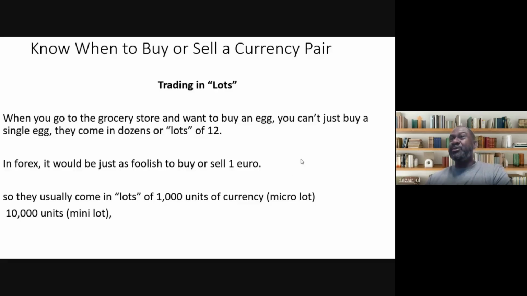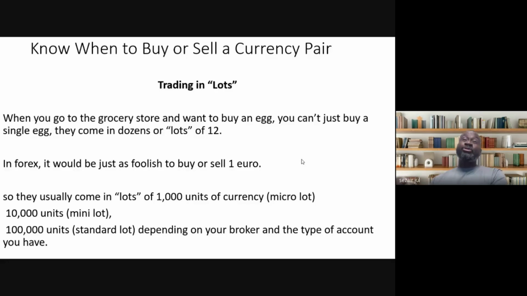And also you can buy 100,000 units. That's the standard lot. A standard lot is 100,000 units, depending on the broker and the type of account you have. But to make it easy for people to trade, they have the mini lot, which is 10,000 units, and the micro lot, which is 1,000 units.